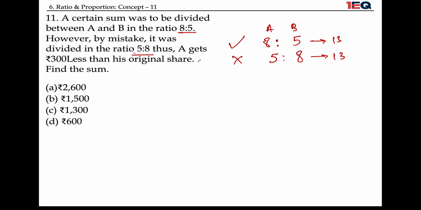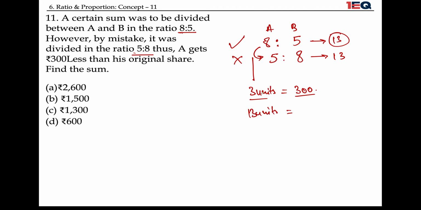Now A is getting 300 rupees less. This 300 rupees less is equal to 3 units. This 3 units is equal to 300 rupees. Now I need to find out his original share. So find the sum. Now I need to find out what is the sum that was actually used. The sum all the time was equal to 13 units.